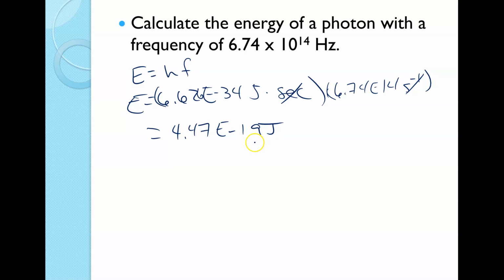Okay, if you guys remember when we were talking about joules and heat, 1 joule is hardly anything. This many joules is 18 zeros between the decimal and the 4. We're only talking about one little photon inside a wave. Okay, it doesn't have a whole lot of energy associated with it.